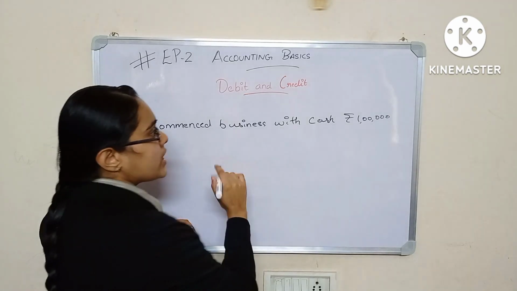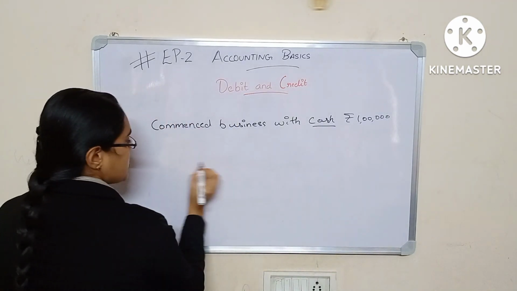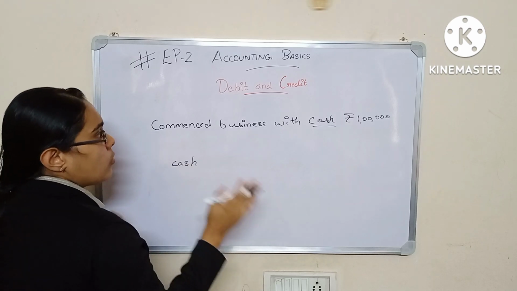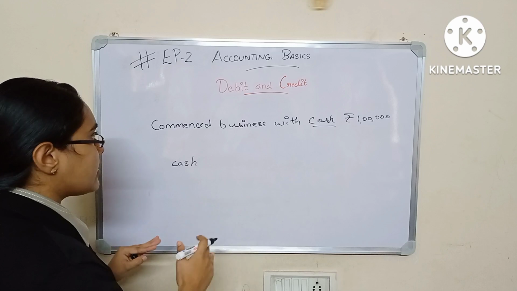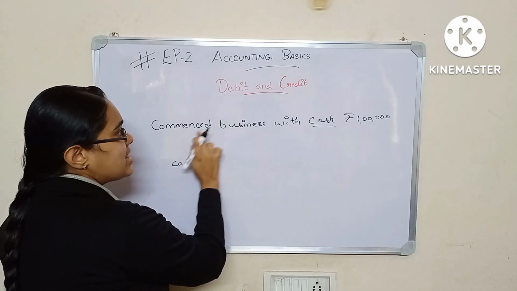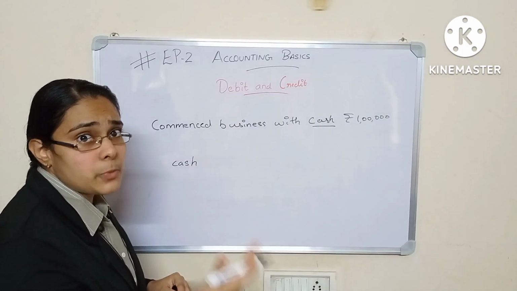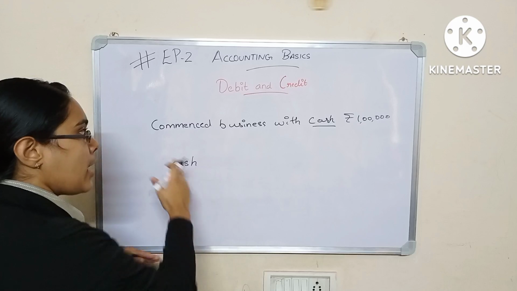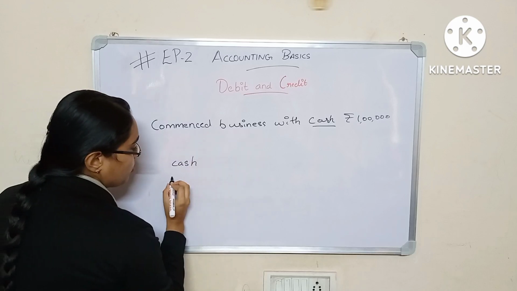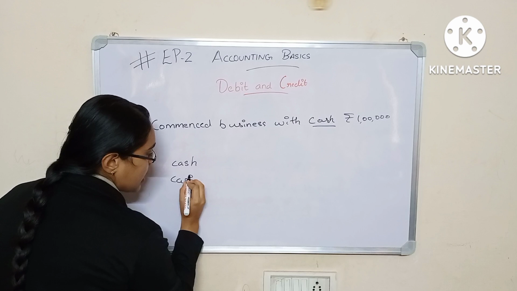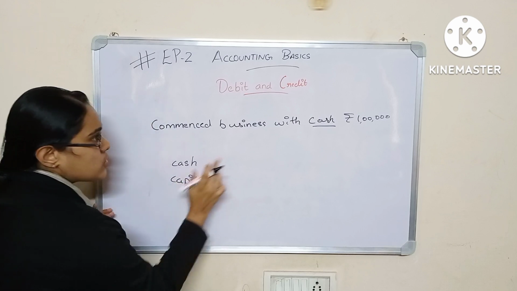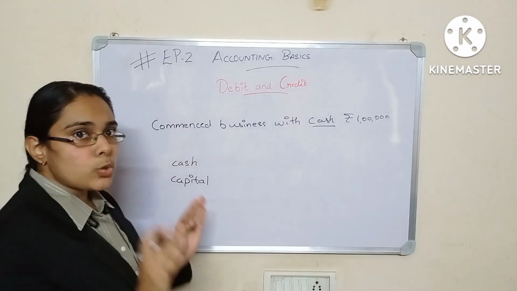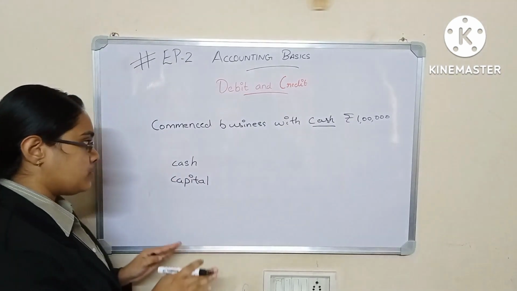Yes, the first account is cash. Okay, so I'm just writing it under cash. Now which is the other account that is involved? Commenced business. Now I'm going to modify that because you are going to commence business with what? You're going to commence business with capital. So I'm just going to modify it and write it as capital. Okay, so which are the accounts involved? Cash and capital.